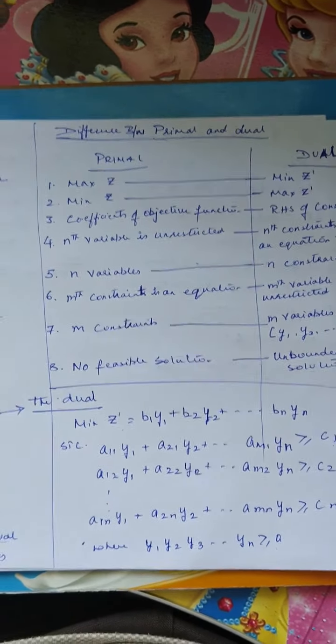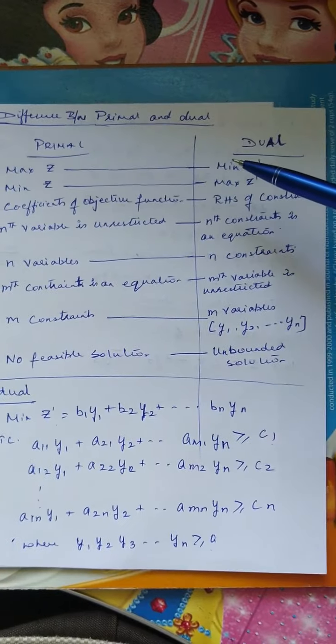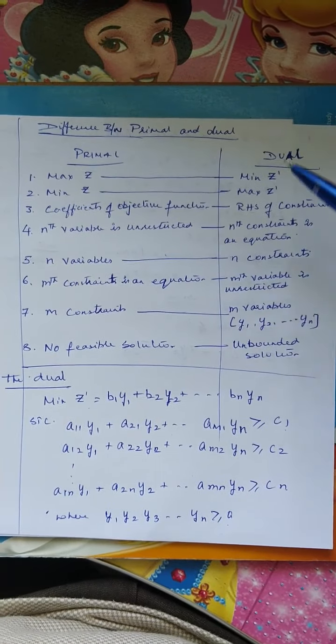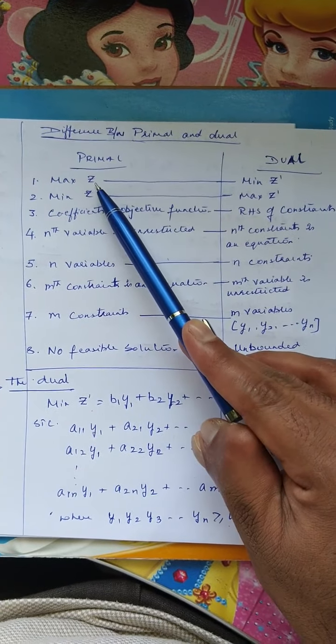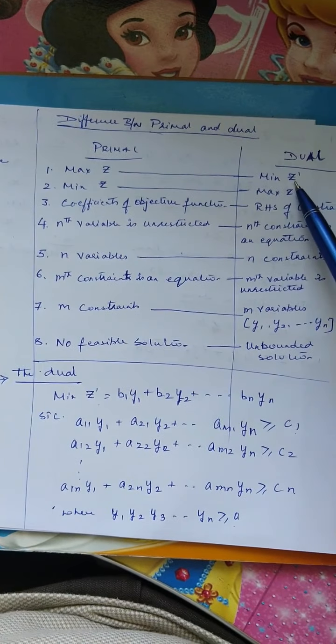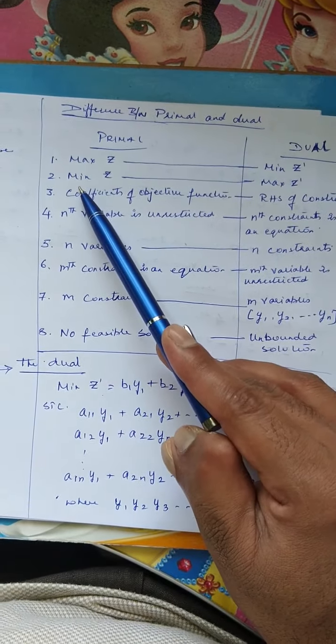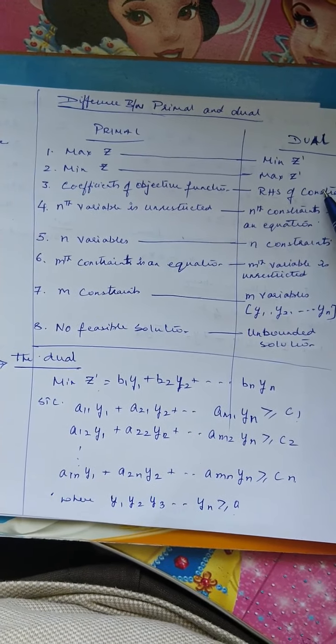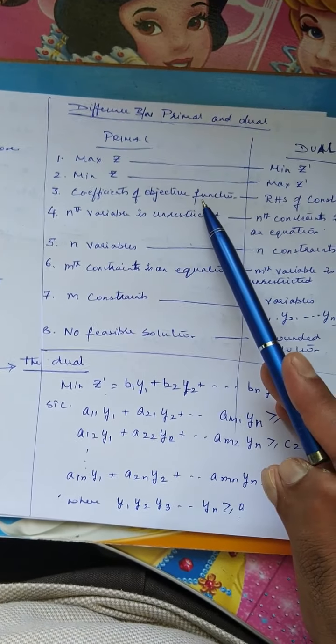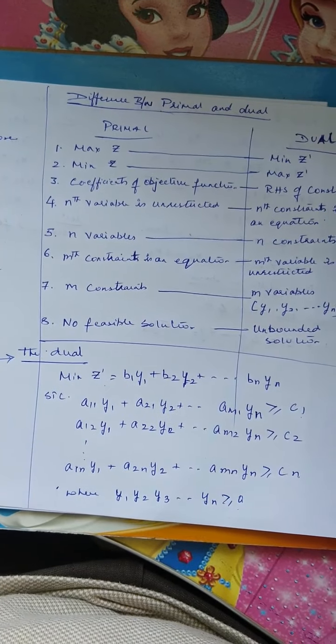Before we get into the formulation of the dual of a few problems, let me highlight the differences between primal and dual. In the primal, if the problem given is maximization, it will become minimization, and we represent z as z dash. The minimization problem in the primal becomes a maximization problem. The coefficients of the objective function in the primal become the RHS of the constraints.